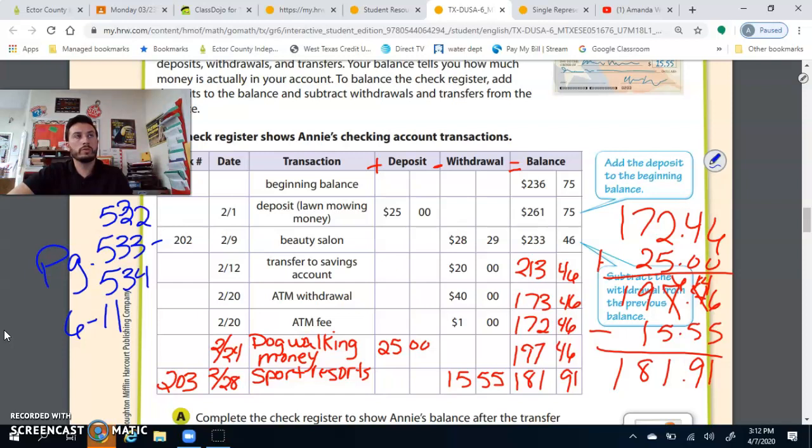We have to do 531 and 532, but not all of them. I apologize. We do need to see page 531 and 532. This is 531. And then 533 and 534, 6 through 11.